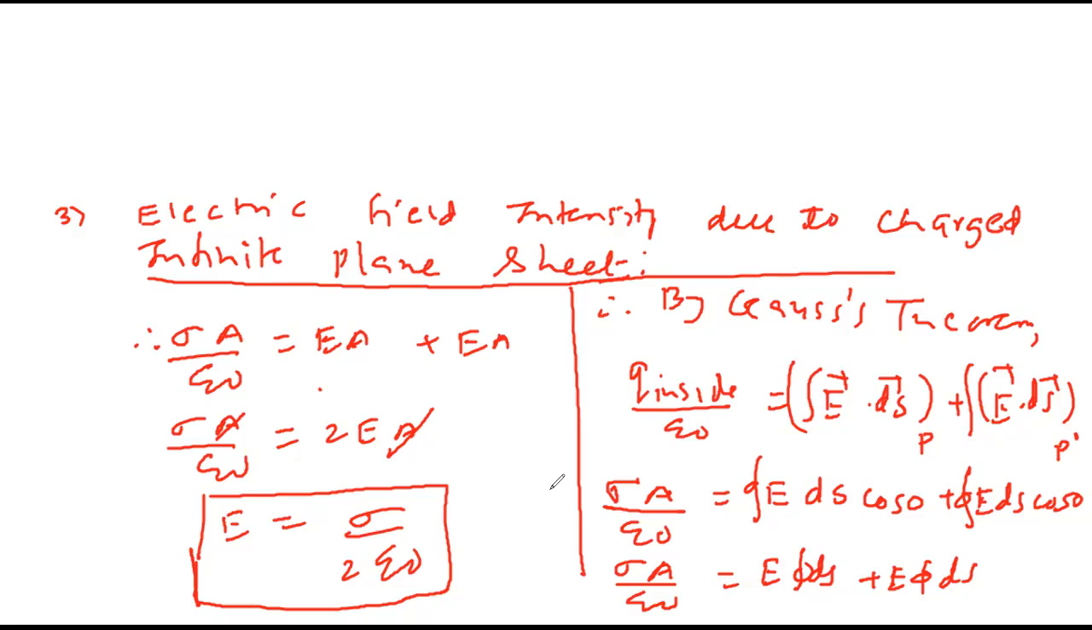These are 3 marks fixed, whatever we have done today, in the board exam. Done? Good. E equal to sigma upon 2 epsilon naught. Yes, sir. Everybody is done? Yes, sir. We have completed the first part, Gauss's application.